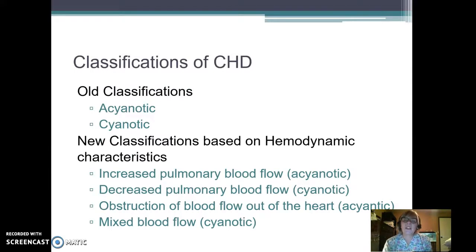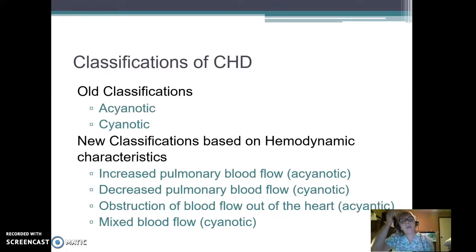So our congenital heart defects, we used to classify them as cyanotic or acyanotic, meaning you don't send deoxygenated blood out to the body, or you do send deoxygenated blood out to the body. We don't really like using those terms anymore because the problem is the kids, even some of the cyanotic defects, would look pink, and if they got into enough heart failure with the acyanotic ones, they can look cyanotic.